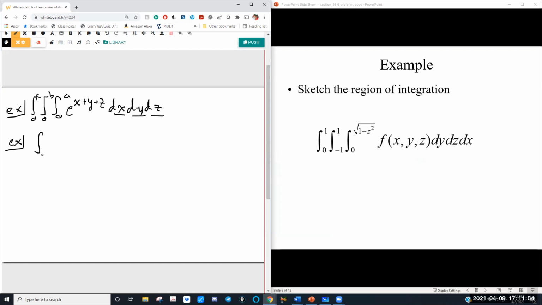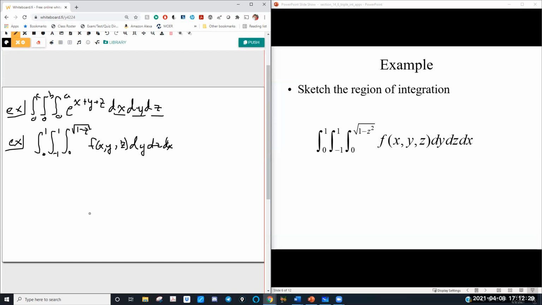And so we've got this integral from 0 to 1 in the x direction. And I know that again because of the dx on the outside. Then we've got the y's, the z's, and we're integrating over some function. And dy dz dx is our order of integration. Now, again, this tells me that these limits are y values.